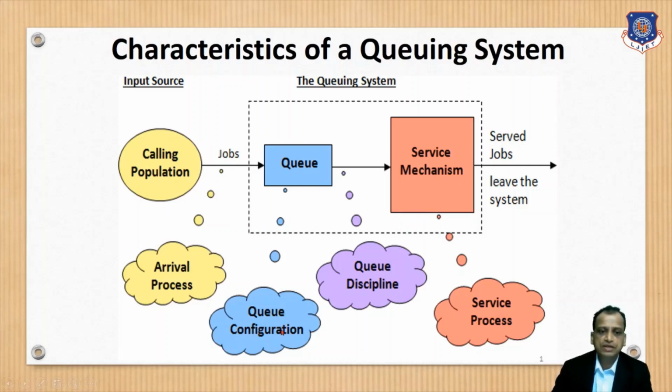What are the configurations of the queue or the discipline of the queue? Now, when the queue is being served, what is the mechanism of the service? What is the process? And once it is complete, they depart from the system. We will see one by one.